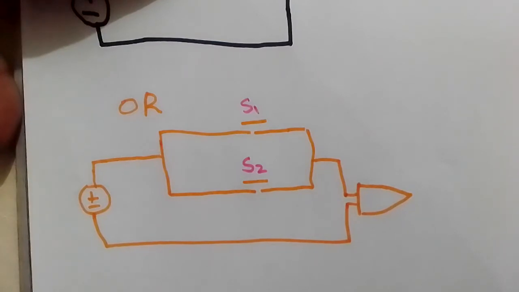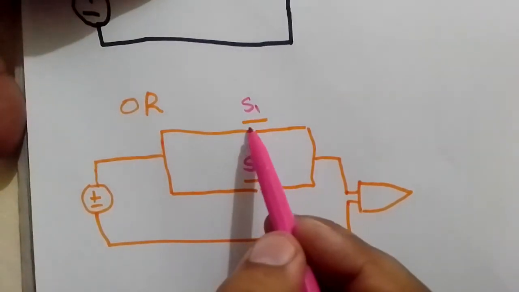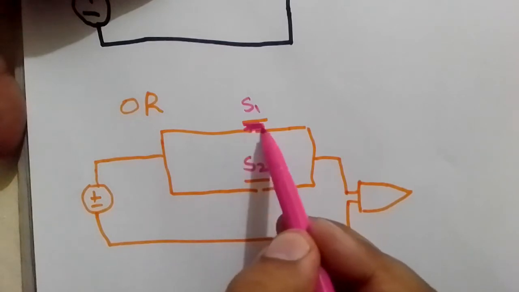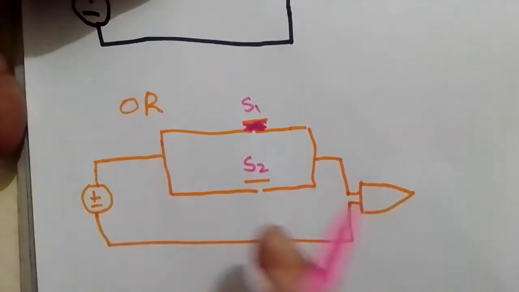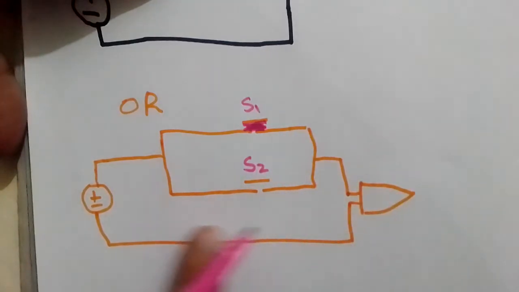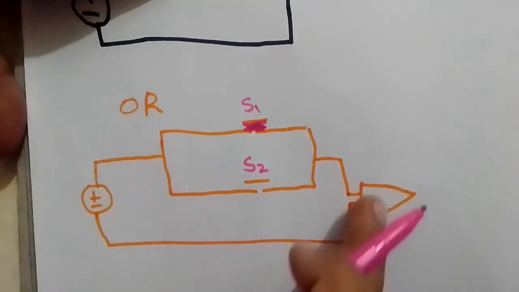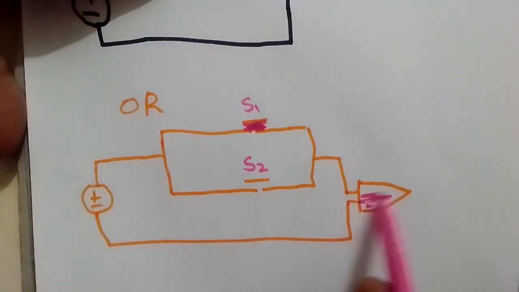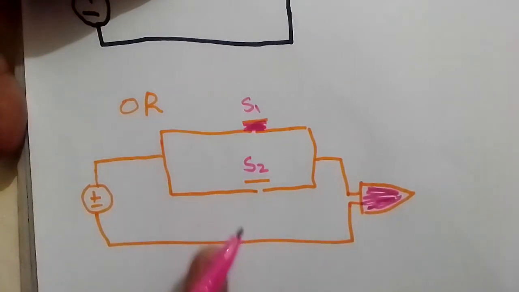When S1 is turned on, when S1 is closed, the path completes in this way. The circuit completes and the bulb will turn on.